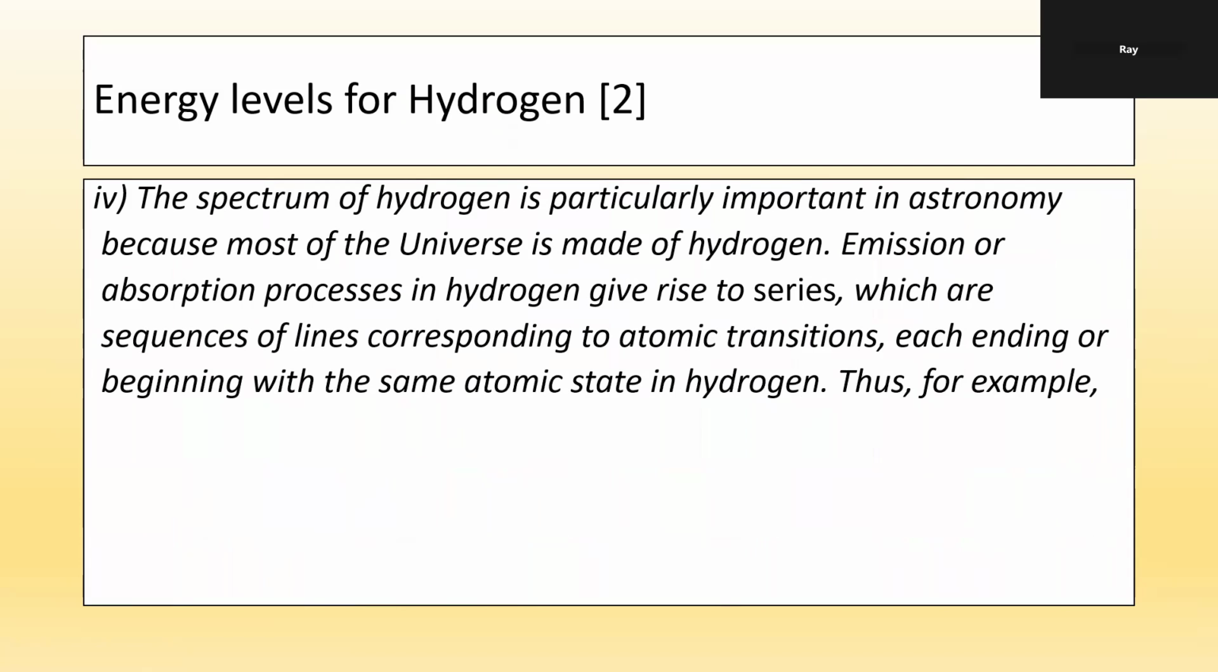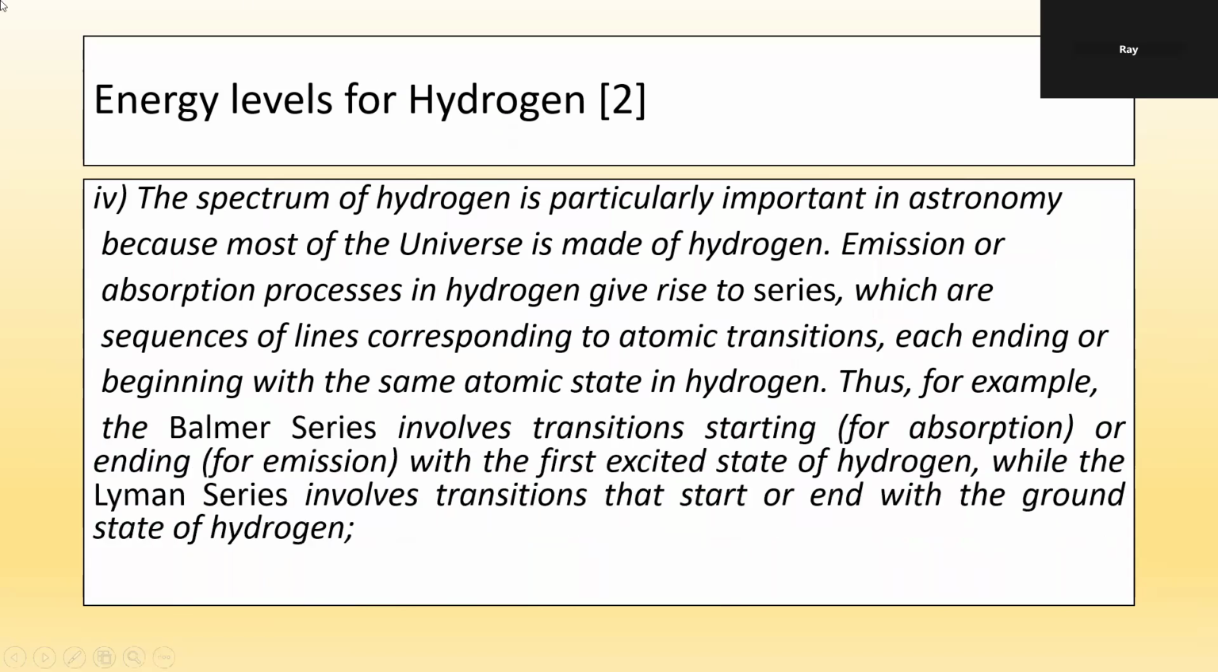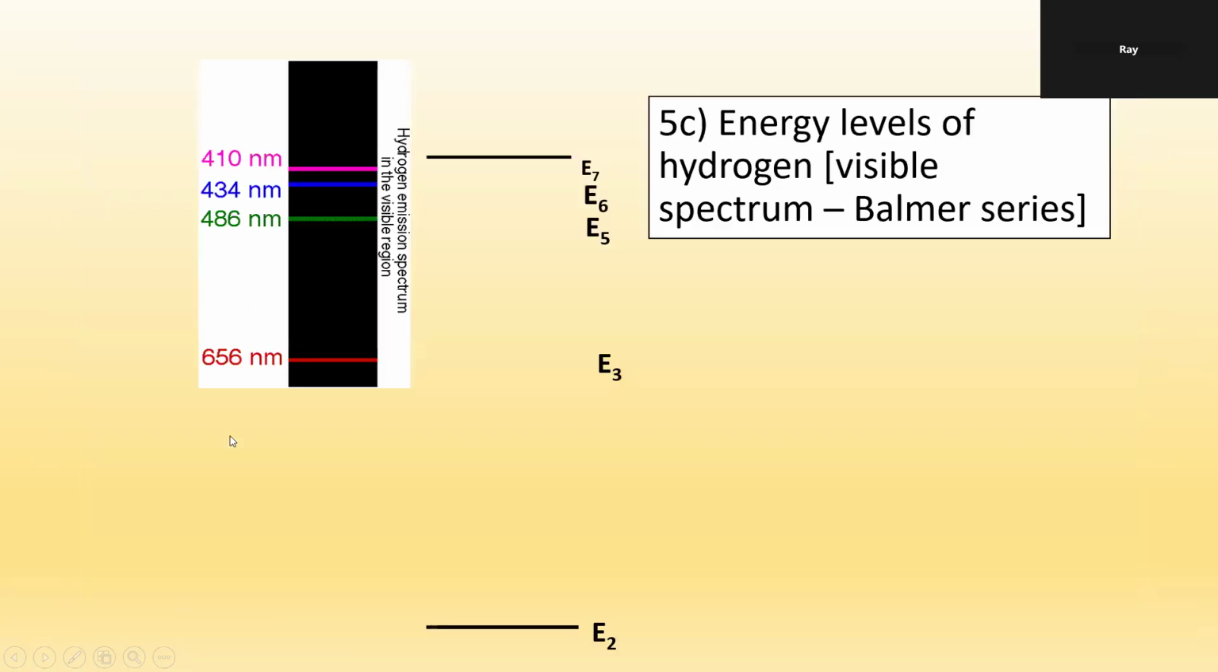Thus, for example, don't worry about the name, the Balmer series involves transitions for absorption, or ending for emission, for the first excited state of hydrogen, while the Lyman series involves transitions that start or end from the ground state. We'll explain that in a while. Okay, these are the spectrum of hydrogen.